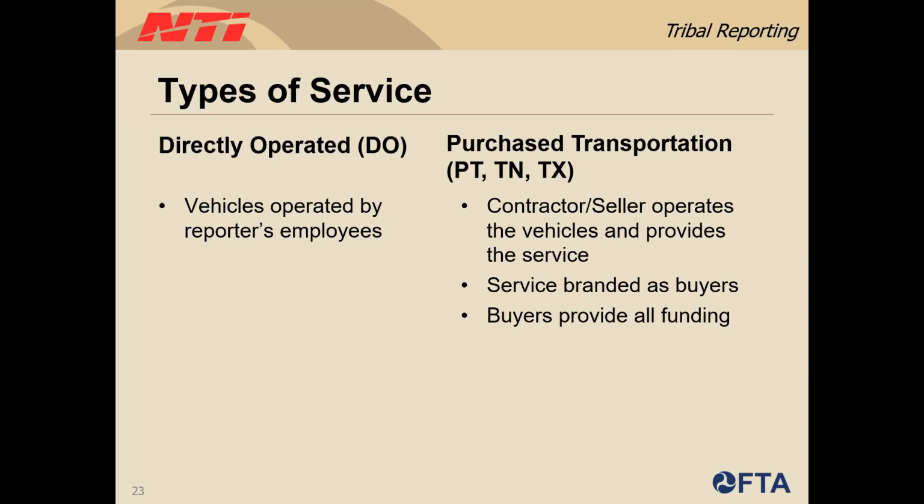And then within the purchased transportation section, there is TX for services operated by a taxi provider and TN for services operated by a transportation network company, or TNC. If the service is operated by a contractor that is neither a taxi provider nor a TNC, the type of service would just remain PT, or purchased transportation. So it's more the catch-all, and then we get more specific under purchased transportation to make sure we're capturing the data accurately.